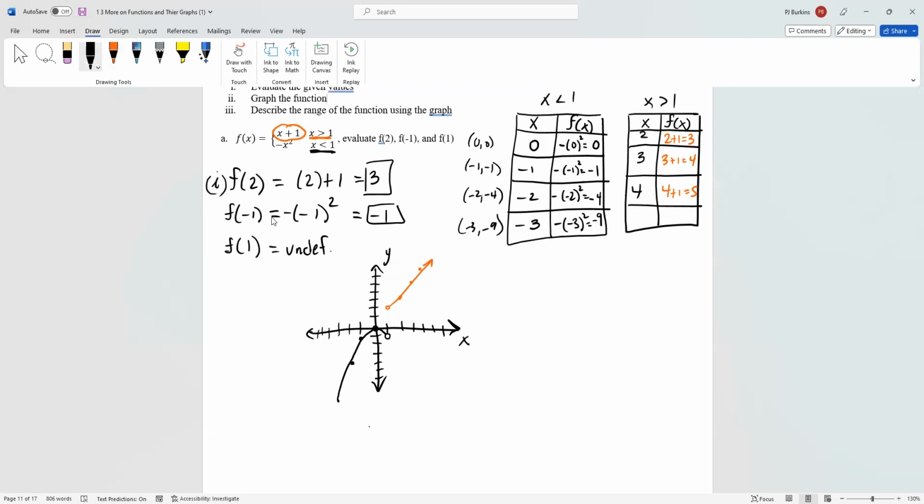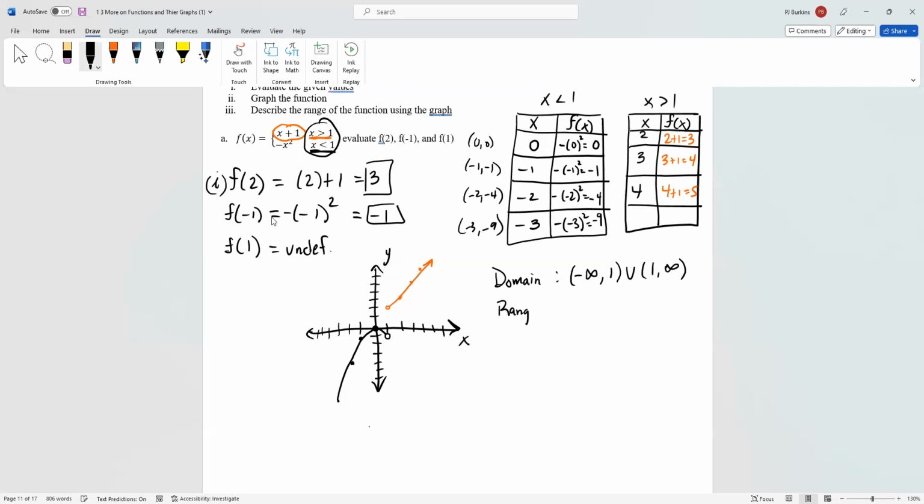What's the domain here? We already said that we pick up all real numbers, right? The only thing we don't get is 1, right? We're not equal to 1. So we have to break that up.